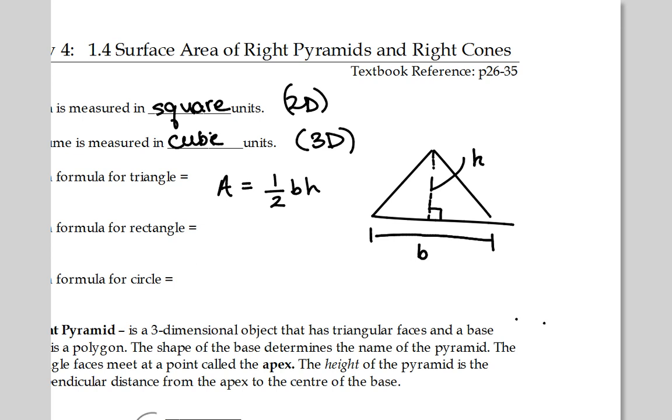Formula for the rectangle, this one should be pretty straightforward. This is just length multiplied by width. And the formula for the circle, pi r squared. So I think all of this should be a review for you guys from junior high, probably grade 7 level.